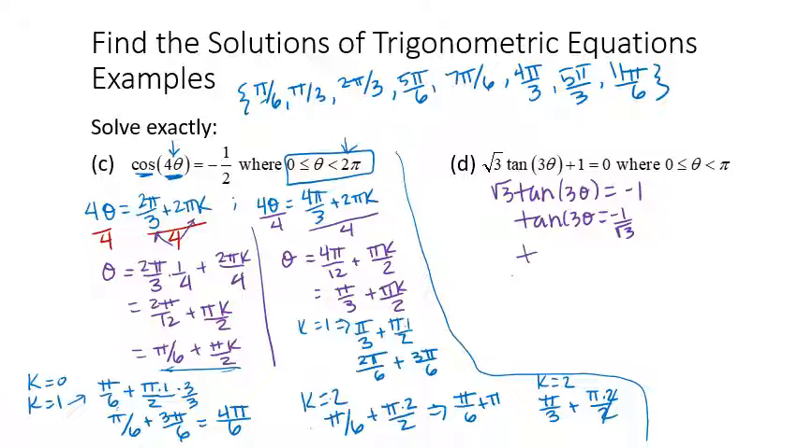Simplify that out. Oopsies. Tangent of 3 theta equals negative root 3 over 3. All right, so what angle gives us negative root 3 over 3? That's going to end up happening at negative pi over 6. So again, what we would do is take the tan inverse of both sides.